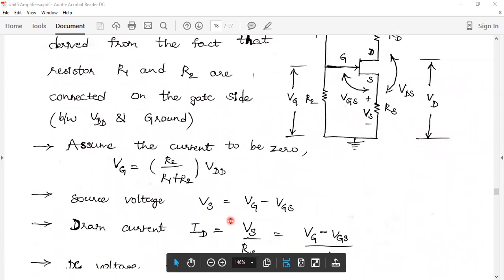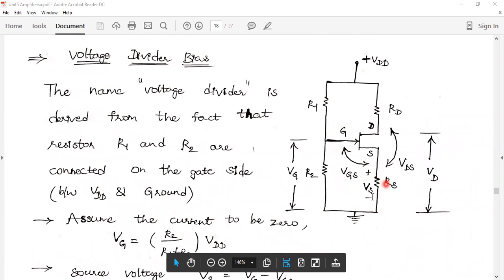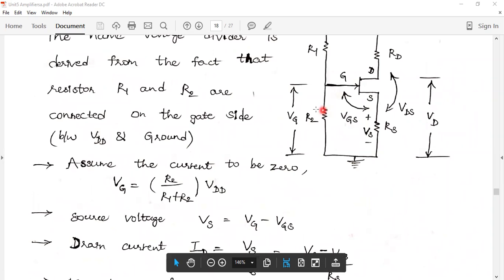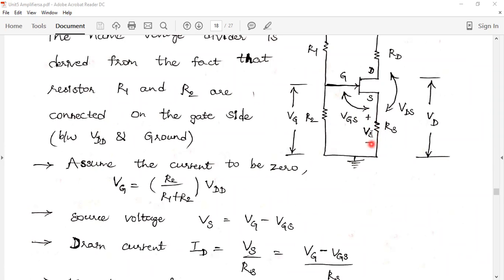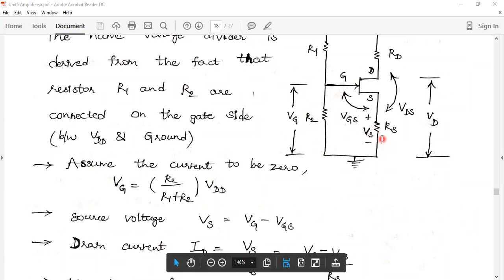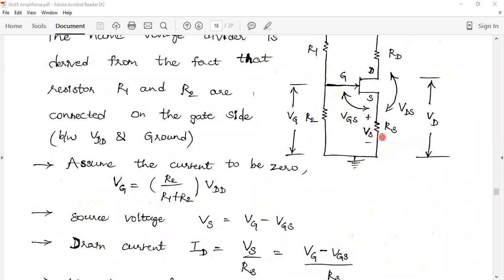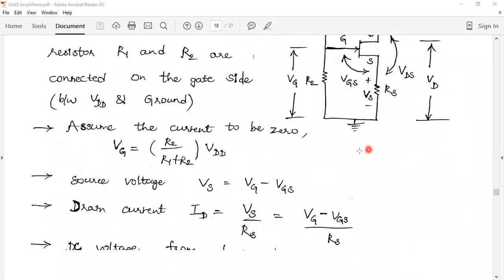And the source voltage VS is given by VG minus VGS. To get the source voltage at this terminal, if this is the total voltage VG, and the voltage drop is VGS, I will get the amount of source voltage flowing across this terminal. Like that, VS is equal to VG minus VGS.